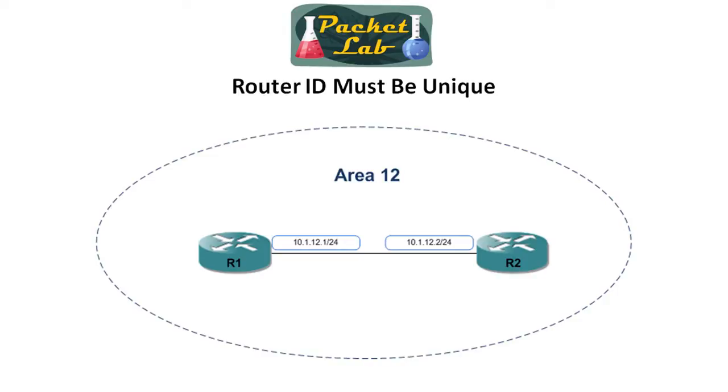You want to have a unique router ID. So we're going to go back to our simple topology. Everything in area 12, R1 and R2 are talking to each other. But what we're going to do, and we saw this earlier because I messed up, is set both of these guys to have the same router ID. I'm not going to go through how router IDs are selected on devices. There's a lesson on that. So we're just going to hard set the router IDs.